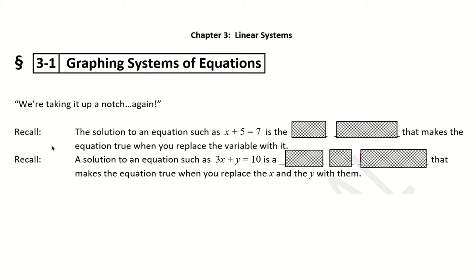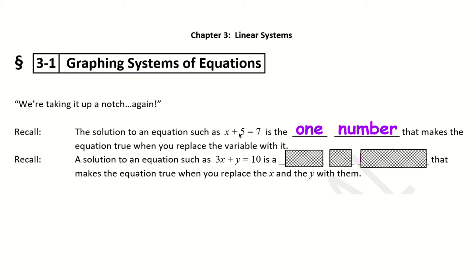So this first recall from the past, the solution, that's a big word as well here. The solution to an equation such as x plus 5 equals 7 is the one number that makes the equation true when you replace the variable with it. So what would be the solution here? I'm sure you can think of it in your head that it would be 2. And that's because you could replace the x with the number 2, and it would actually make the equation true. 2 plus 5 actually does equal 7.